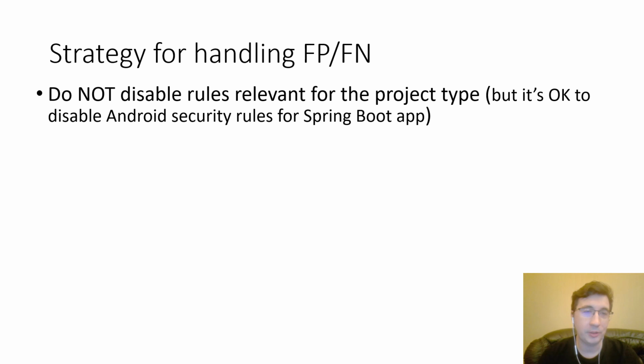The first point is, while it may be tempting to disable rules that produce a stream of false positives, it is not advisable to do so because you may miss a real vulnerability. It's better to adjust the rules. Of course, you can disable irrelevant rule types. For example, if you have a web service, it's completely okay to disable rule sets for mobile applications.